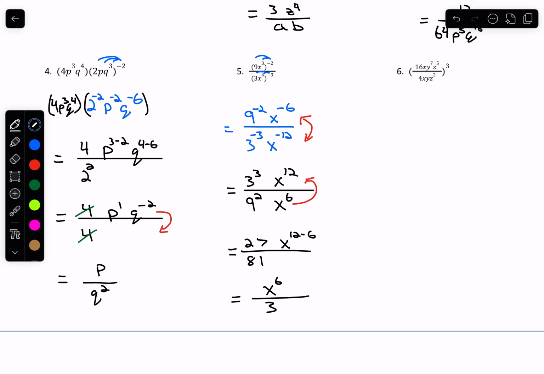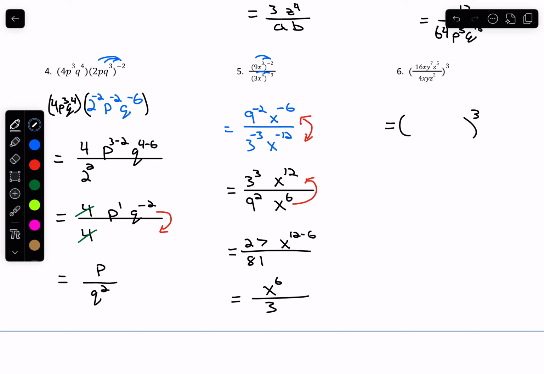All right, one more. This one's not so bad. We have a whole bunch of stuff on top, a whole bunch of stuff on bottom, and then a power 3 on the outside. What I'm going to do different here than in the other problems is, because everything is raised to the power 3, I'm going to simplify the inside first and then worry about that exponent of 3.